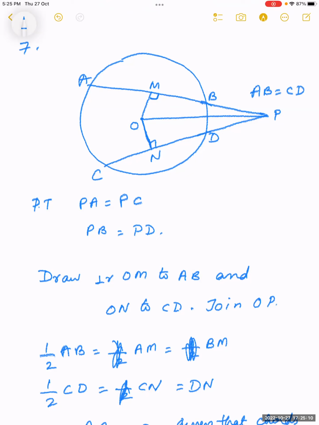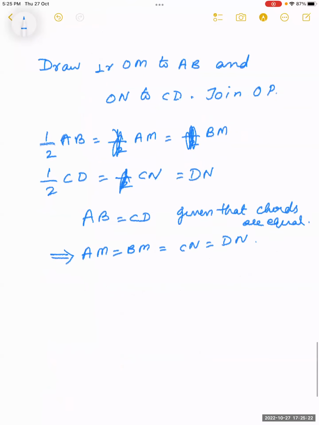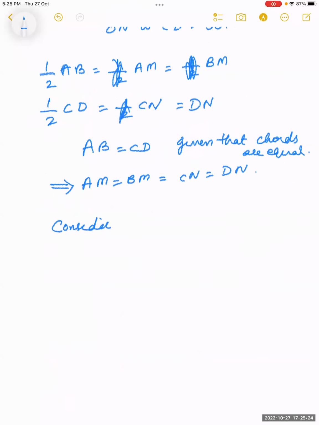Ma'am, triangle POM and PNO. Yes, POM and PON. We can do that, right? So let's start. Consider triangle POM and triangle PON. So here, what do we know? OM equal to ON.